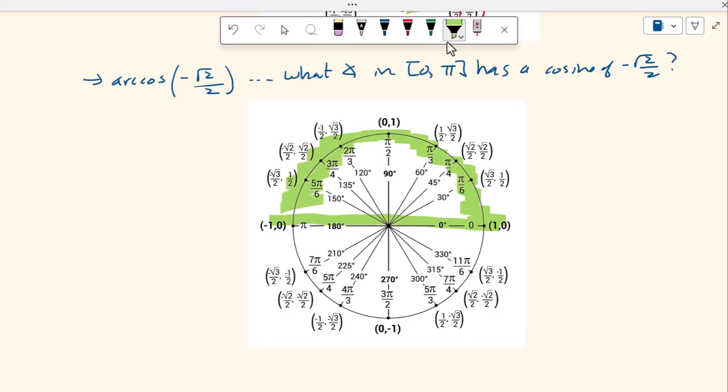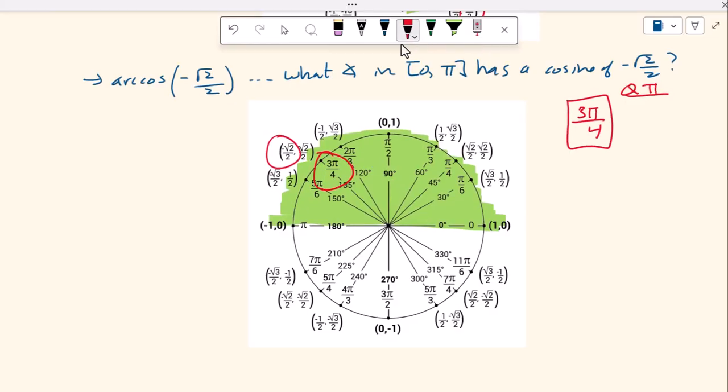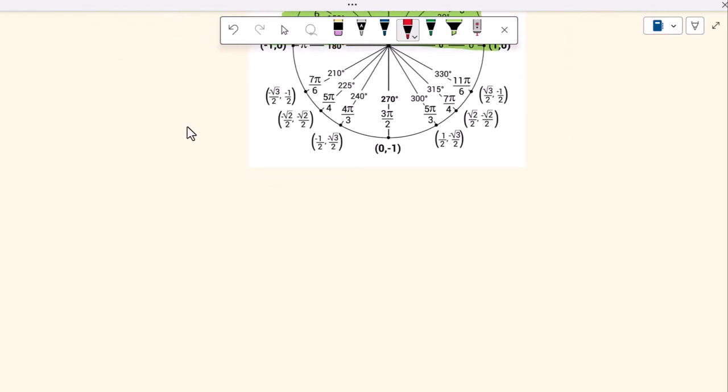Okay, so here we are. So cosine is negative. Okay, so that would be quadrant 2. So let's come over here to quadrant 2. Cosine is negative square root of 2 over 2 right here. Now to get there, I never had to leave this region, so 3 pi over 4 is a fine answer here. I don't need to look at the negative of it. Okay, so that's using your unit circle to help you come up with those.